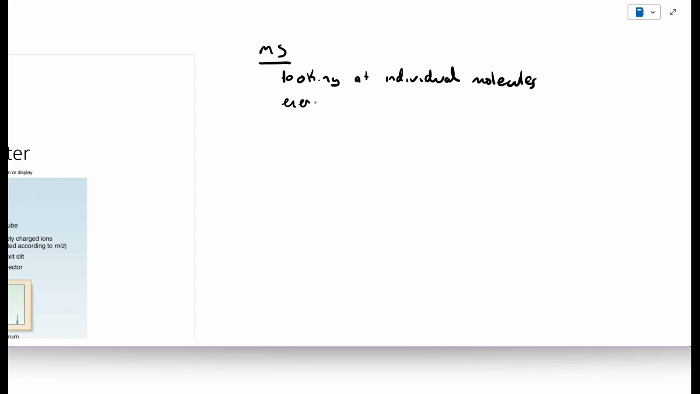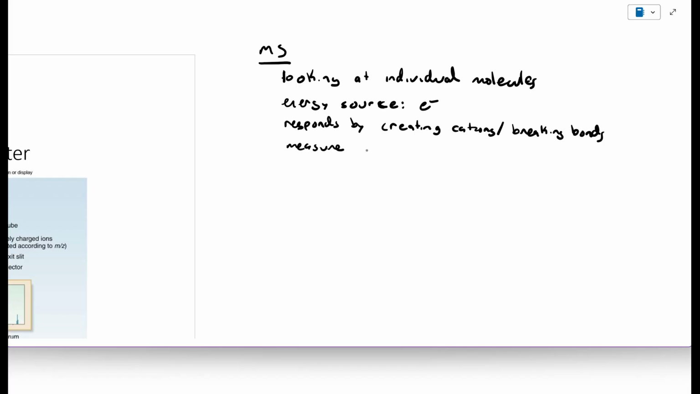the energy source is electricity, electrons, an electron beam. The molecule responds by creating cations and breaking bonds. And we measure the mass, the molecular mass of the cation. And that's going to be important in this video. We're measuring the mass of the cations only, not anions, not neutral molecules, not radicals, but cations.